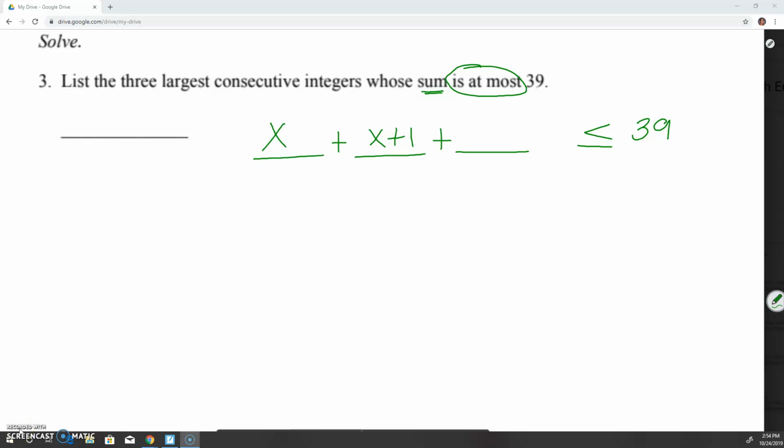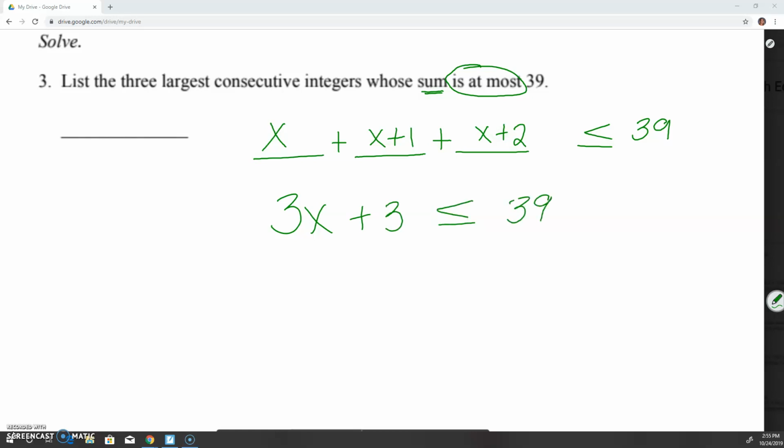This one would be X plus 2. How many X's do I have up there? 1, 2, 3. Three X's. And then I add my whole numbers: 1 plus 2 is 3. So 3X plus 3 is less than or equal to 39.